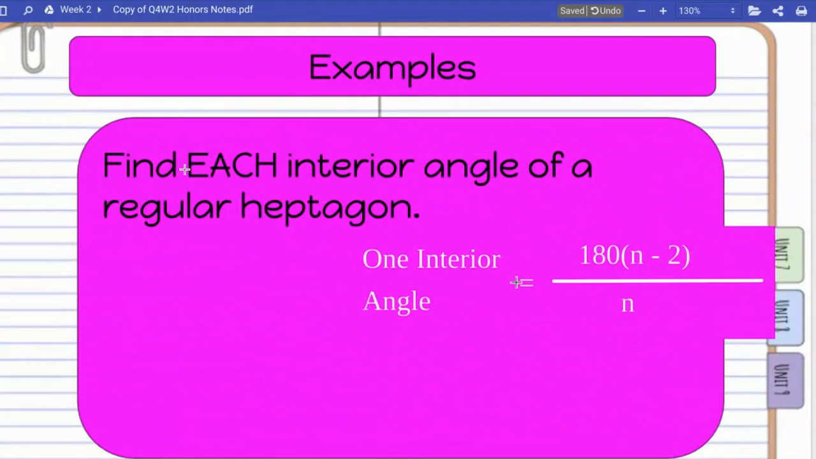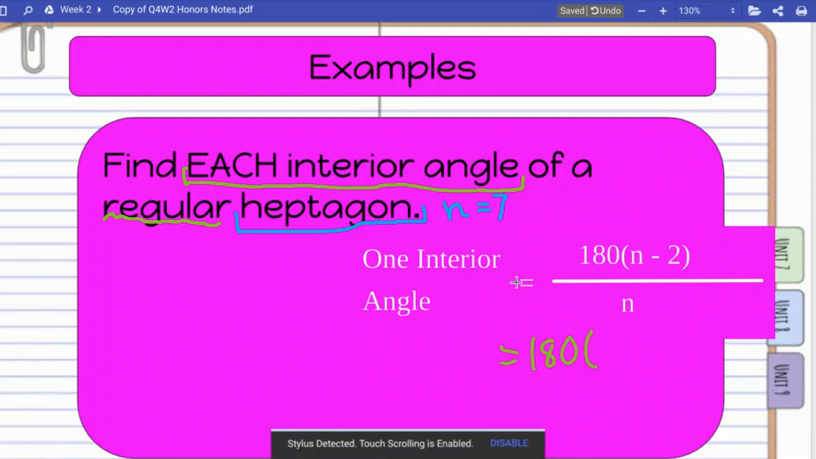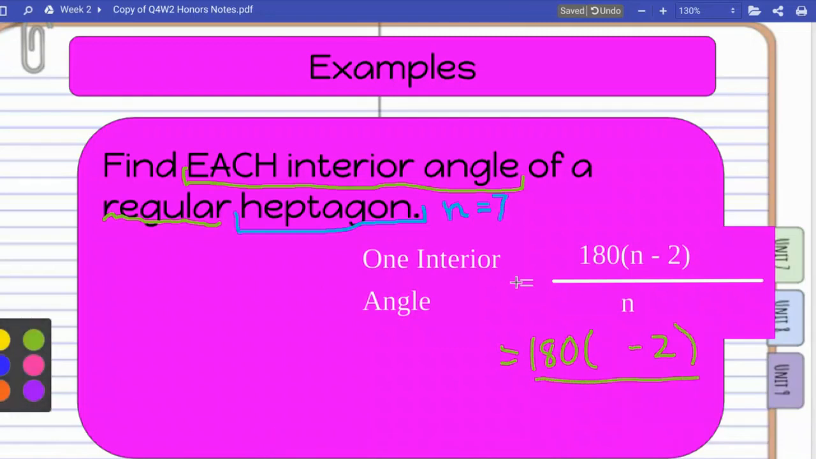For the next example, it asks us to find each interior angle. So it just wants one of them. In order to find one interior angle, we know the shape has to be regular. And when I look here, heptagon, that's when n equals 7. So we need the formula for one interior angle, which is 180 times n minus 2 over the number of sides. And we're just going to plug in what we know. So it's going to be 180 times 7 minus 2, all divided by 7.